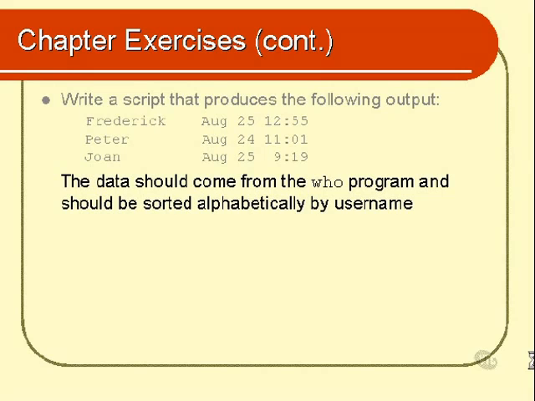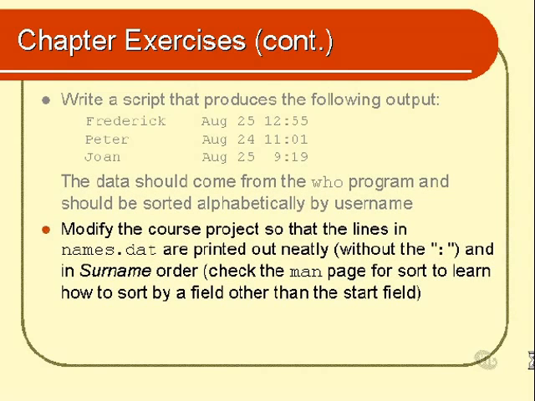Obviously the data that you're processing should come from the who program, and I'd also like to see the output sorted alphabetically by username, which is not something I've done in the little sample output that you can see there, but I would like it to be sorted alphabetically. Finally, let's modify the course project.